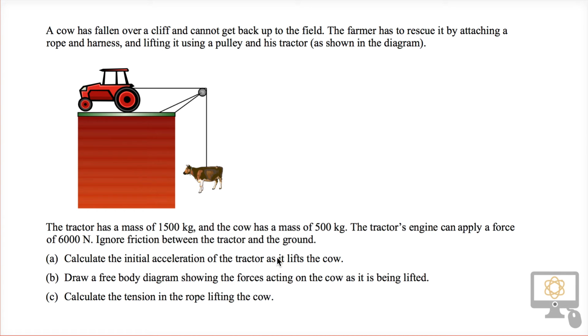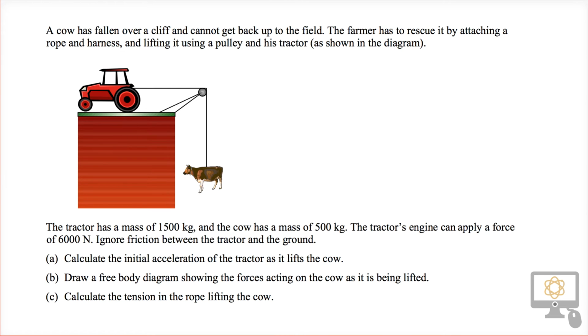So as we did before when we looked at the example of the carriages, if you've looked at that video on the website, there's also a similar situation here where we need to treat the system as a whole and think about what is the acceleration not just of the tractor but of the cow as well, because they will accelerate at the same rate. So we'll do that first of all, and then we'll try and figure out the tension in the rope itself.